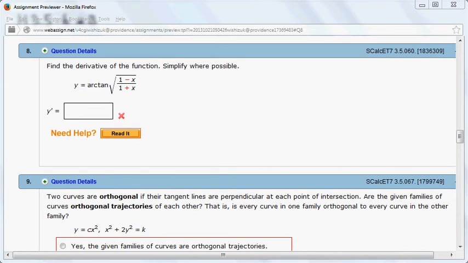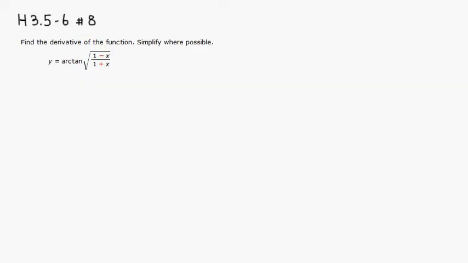Okay, let's look at homework 3.5, 3.6, problem number 8. We want to find the derivative of arctangent of the square root of (1 minus x over 1 plus x). Alright, so let's do that.